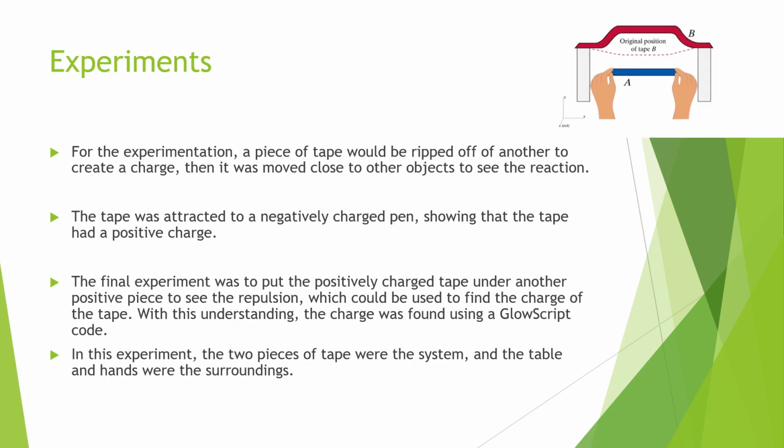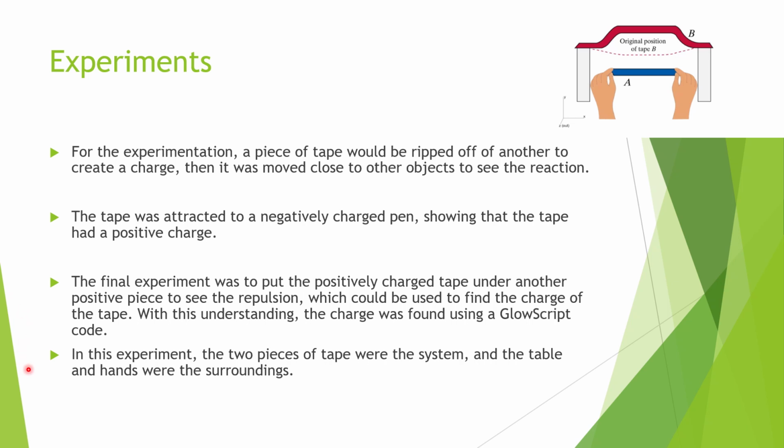For the experimentation, a piece of tape would be ripped off of another to create a charge. Then it was moved close to other objects to see the reaction. The tape was attracted to a negatively charged pin, showing that the tape had a positive charge. The final experiment was to put the positively charged tape under another positive piece to see the repulsion, which could be used to find the charge of the tape. With this understanding, the charge was found using a GlowScript code.